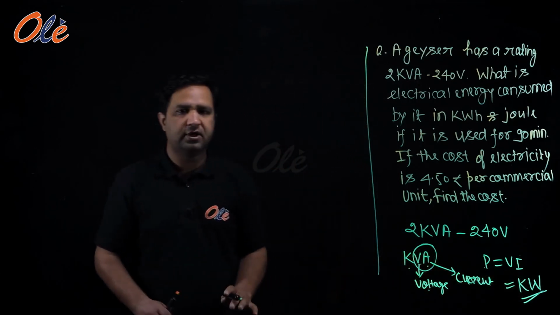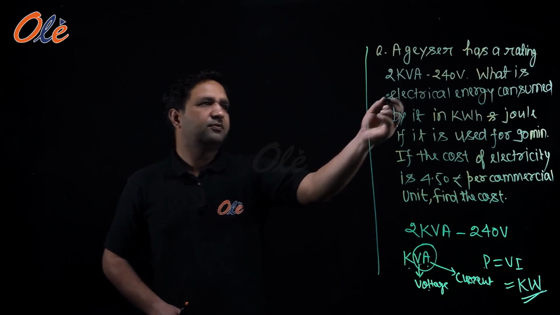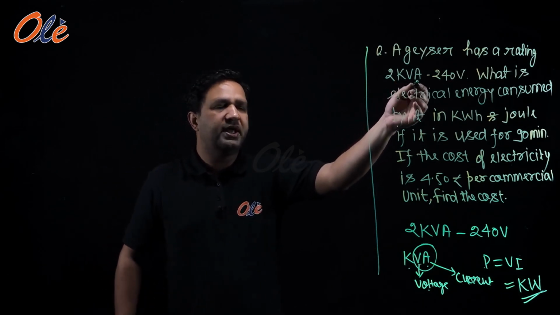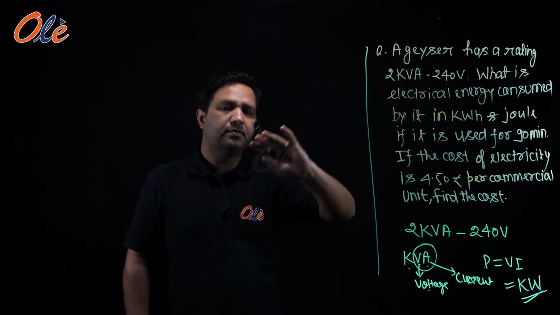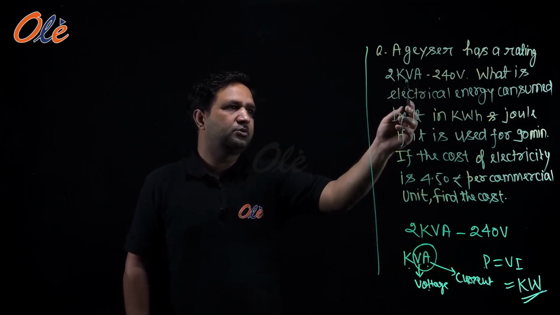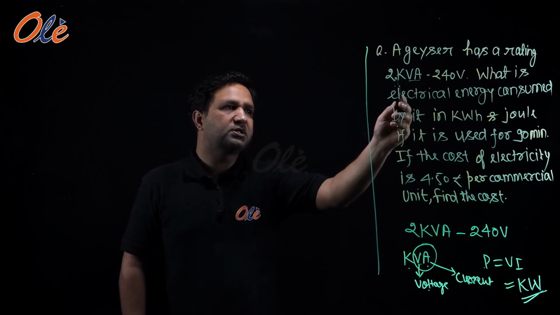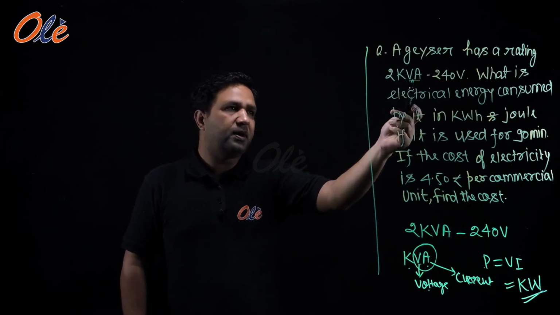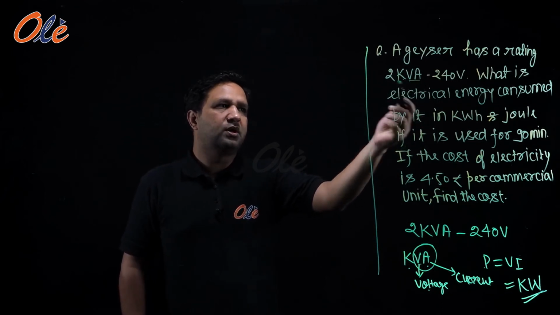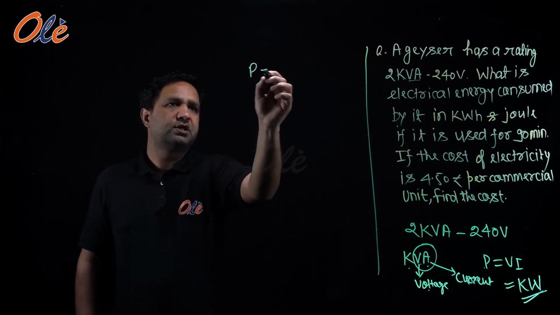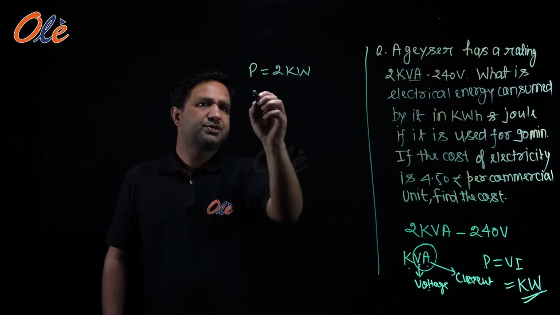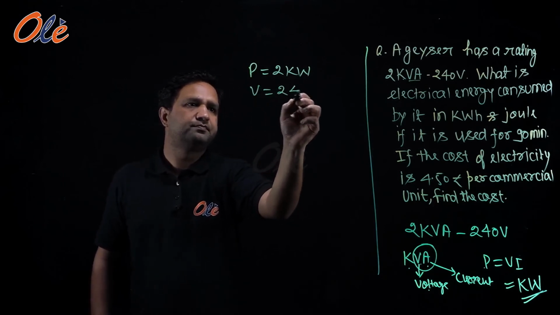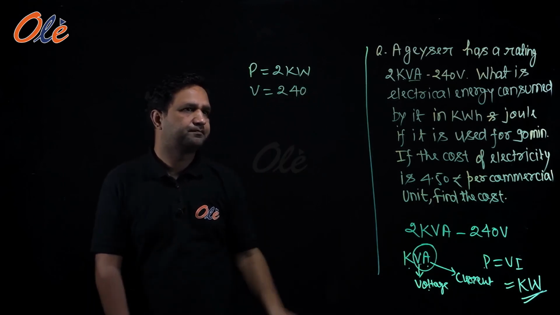Okay, got it? kVA, what is V? The unit of voltage. What is A? The unit of current. So VI, and VI is equal to P. So the unit of P we can put here. The unit of P is watt, the unit of power is watt. So 2 kilowatt. So P is given as 2 kilowatt. V is equal to 240 volt. Okay, volt.